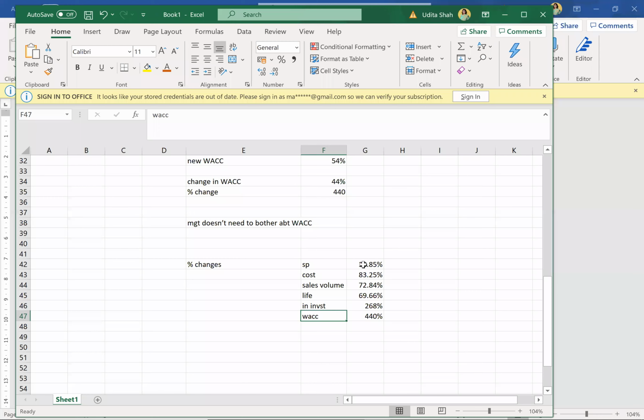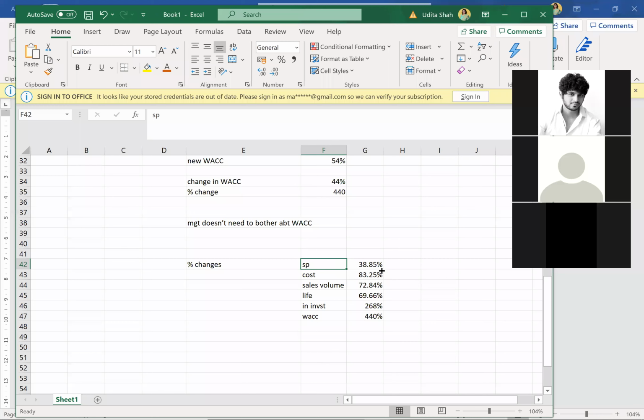But with selling price, even with a slight change, my NPV can become zero. So I need to worry about selling price first. Obviously, I will be concerned if initial investment and WACC increase, but I will not be as concerned as with a decrease in selling price. Correct? So that will be my final conclusion.